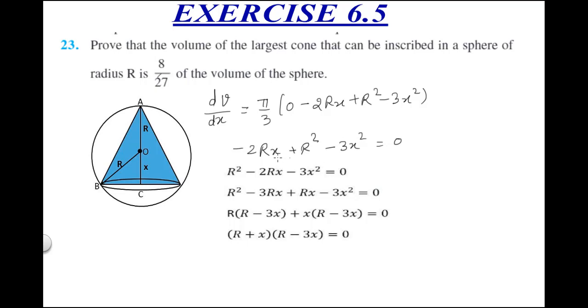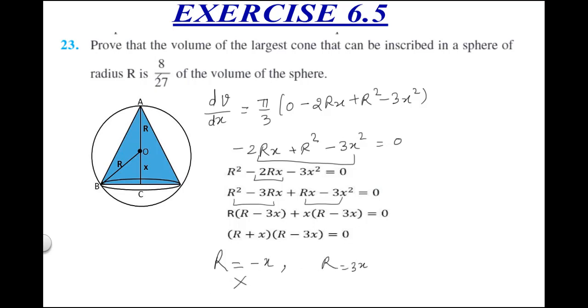Now solving it, it is a quadratic equation in r and x. So rearranging the terms, we have r square minus 2rx minus 3x square equals 0. Splitting the middle term, we can write minus 2rx as minus 3rx plus rx. Taking r common in the first two terms and x common in the second two terms, we have two factors, r plus x and r minus 3x. From here, either r will be equal to minus x or r will be equal to 3x.